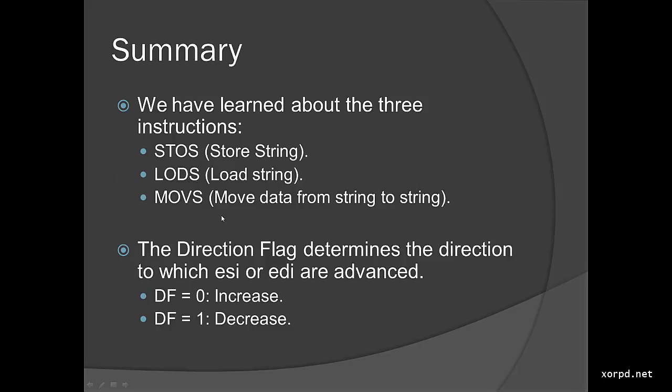We also learned about the direction flag. The direction flag determines the direction to which ESI or EDI are advanced after each of those instructions. I remind you that those three instructions change ESI or EDI. If the direction flag is 0, we expect ESI or EDI, or maybe both, to be increased. If the direction flag is 1, we expect ESI, EDI, or both to decrease.